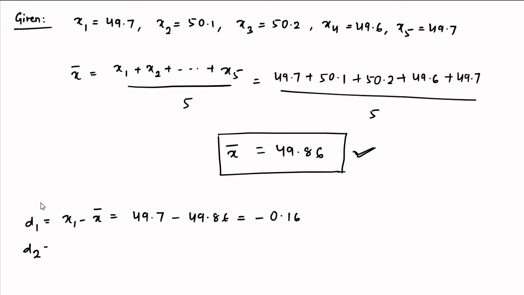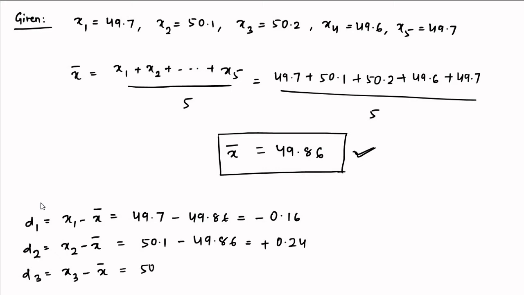Similarly, d2 is x2 minus x bar, equal to 50.1 minus 49.86, which is equal to 0.24. Similarly, the deviation for the third reading, x3 minus x bar, the third reading is 50.2 minus 49.86, it will be plus 0.34.